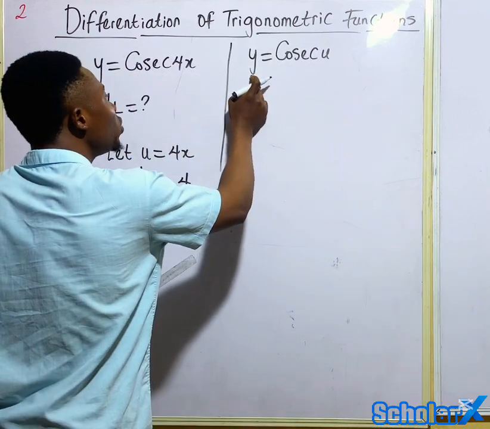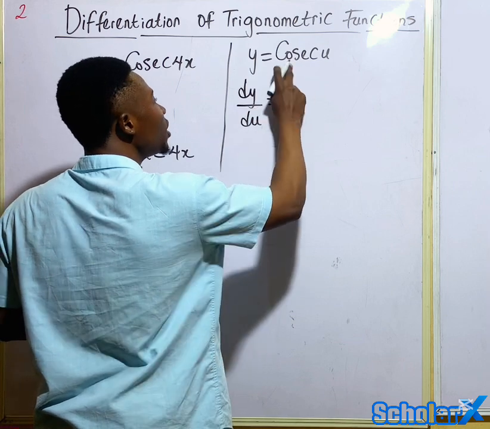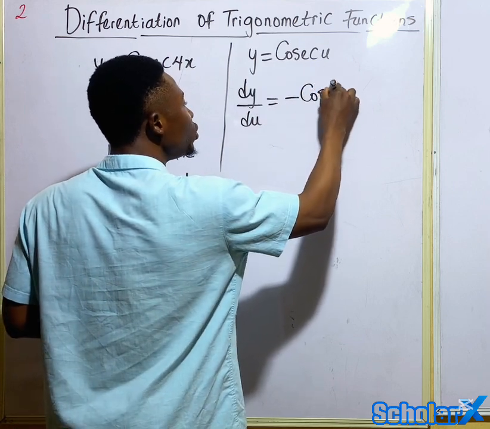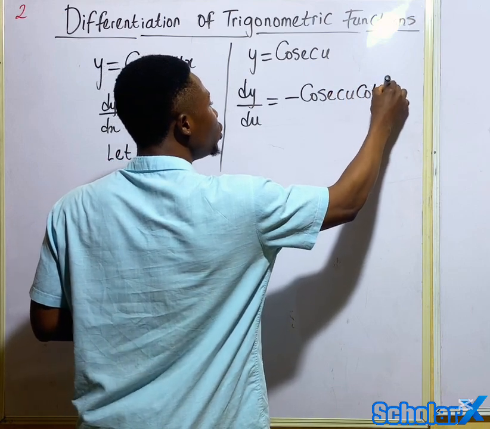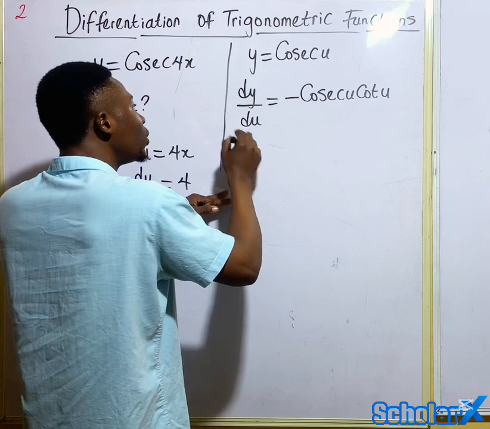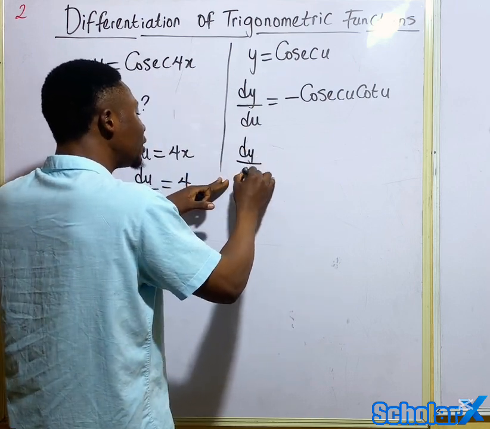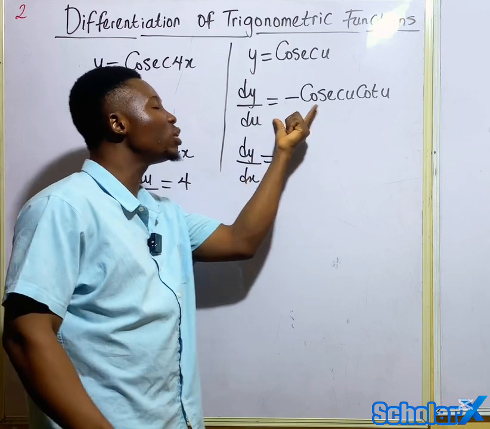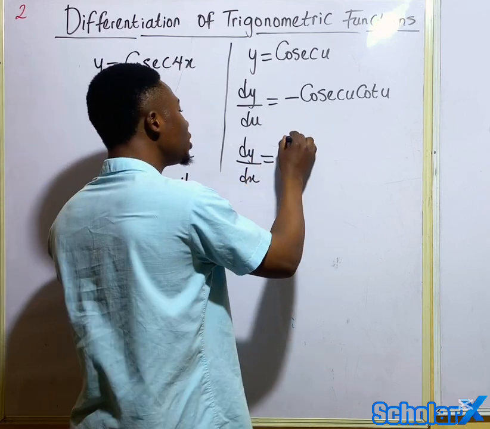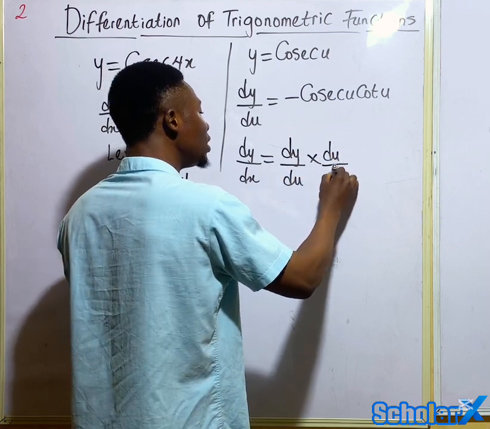So we're going to differentiate y with respect to u. So it becomes dy/du equals, if you differentiate cosec u, note that it will be minus cosec u cot u. Alright? Minus cosec u cot u. Now, what's going to happen? Now, your dy/dx finally that you're looking for is going to be what you differentiated here multiplied by what you differentiated here. So it becomes dy/du times du/dx.